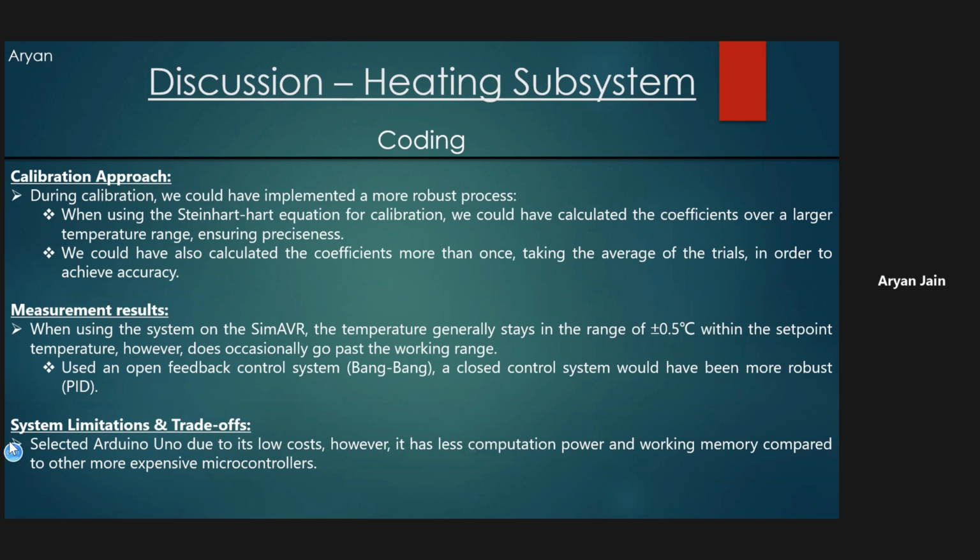When using the subsystem in SimAVR, the temperature generally stays in the range of plus or minus 0.5 within the set point temperature. However, it does occasionally go past the working range. A solution to this could be using a PID control system, which would be more accurate because it would be a mathematical control system. In terms of system limitations and trade-offs, we've selected Arduino Uno due to its low cost, but it is also quite slow in processing.